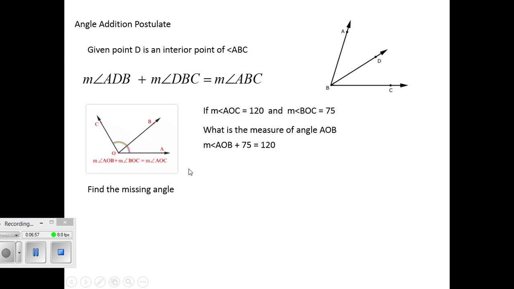We're asked to find what is the measure of angle AOB. So we simply write the postulate, angle addition postulate: the sum of the angle AOB, which is unknown, plus the known value of 75 here gives me 120. Little algebra, subtract this 75, and we have the measure of the missing angle is 45 degrees, okay?